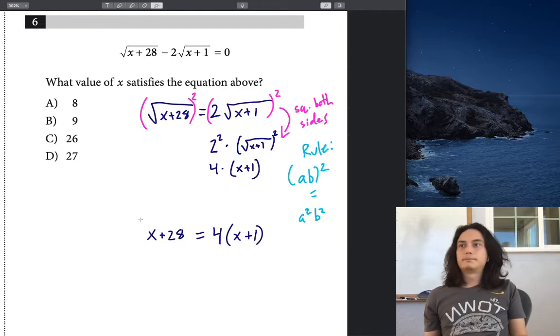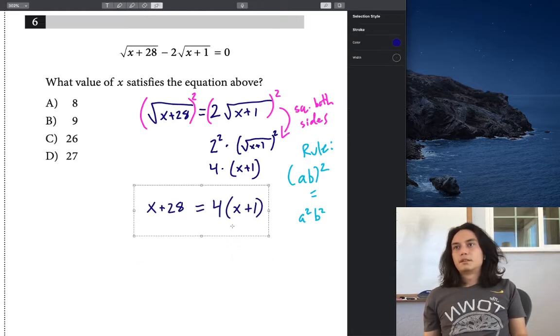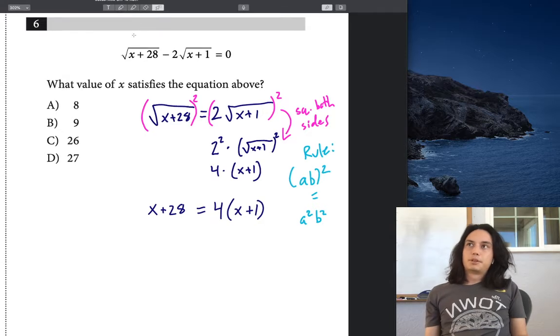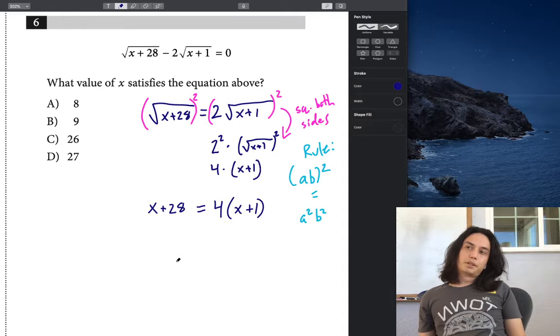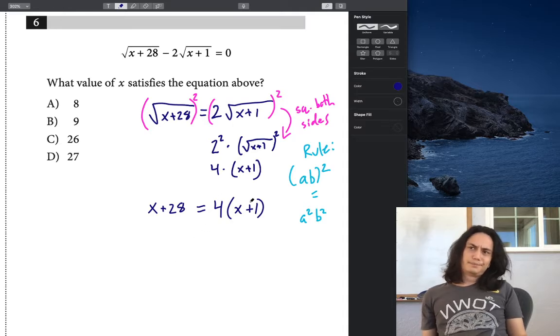All right, I'll move this back up. And from here, this is an algebra problem. You're just going to do the algebra, right? So, oh God, what are we going to do first? Let's distribute this, so we can get all the x's in the same place. So we got 4x plus 4.